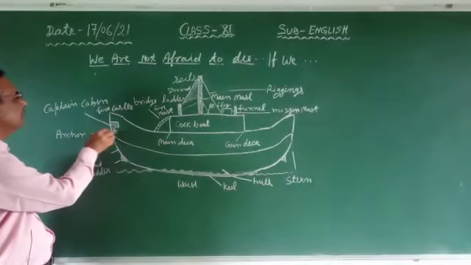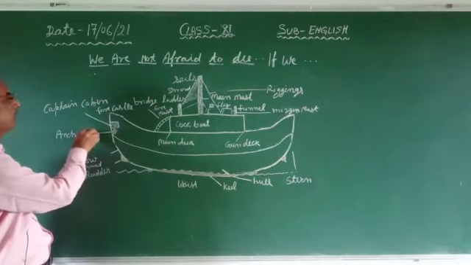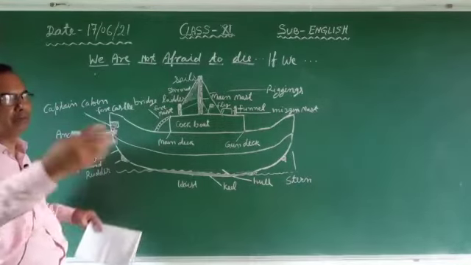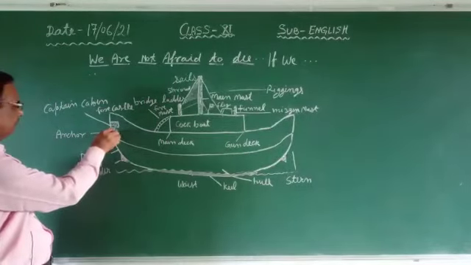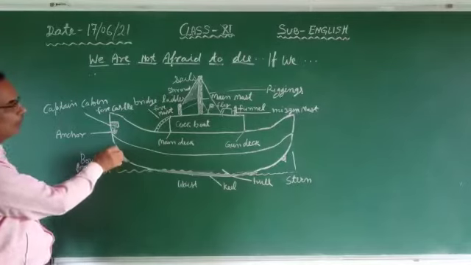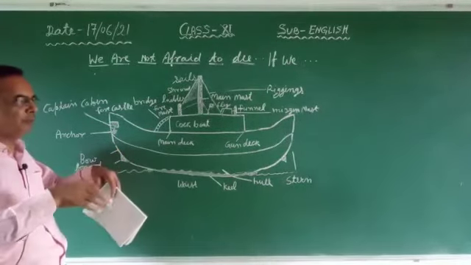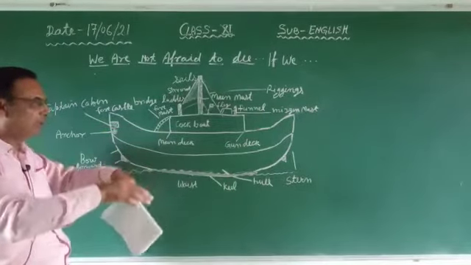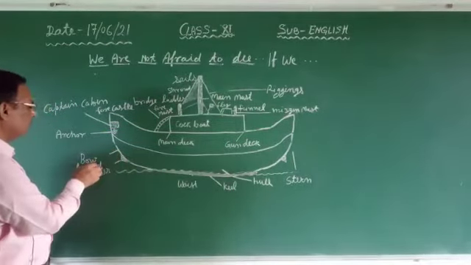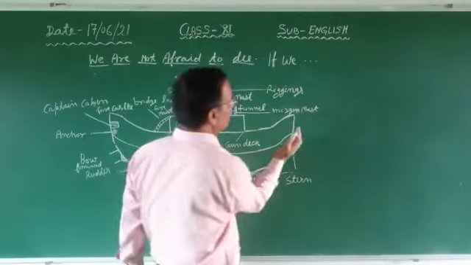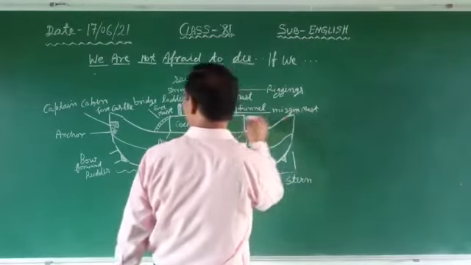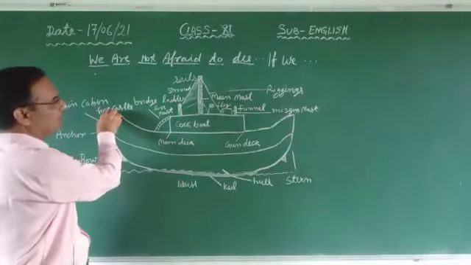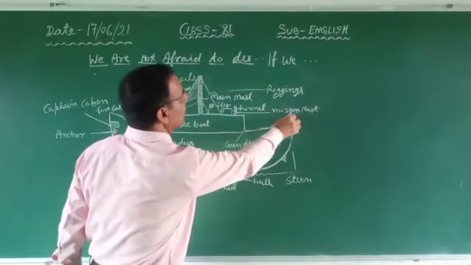The anchor is used to stop the ship at any particular place. It is hook type, made of very heavy metal. It is thrown in the sea. So here is the anchor. And bow forward: when the ship moves forward, the front portion is bowed down, so it is bow forward. And the back side is stern, because it is higher than the bow forward. So it is known as stern.